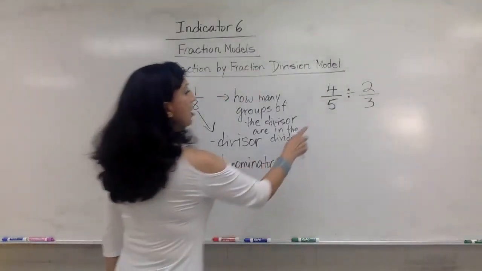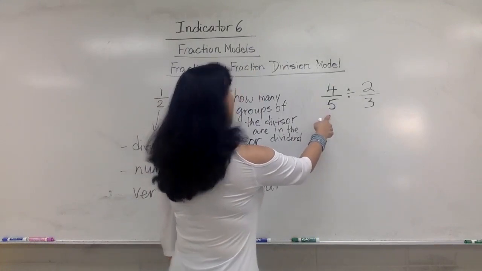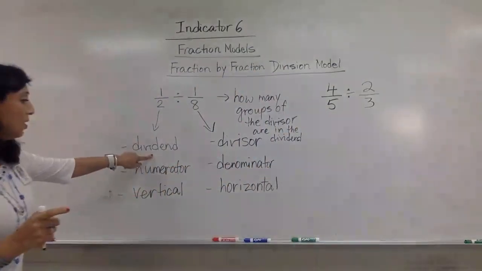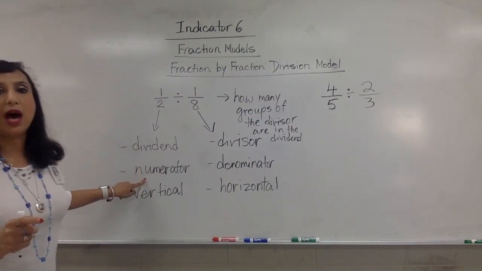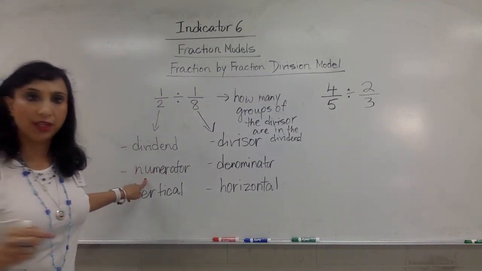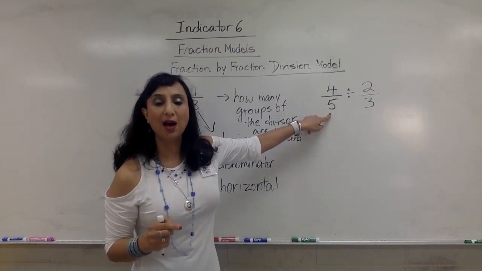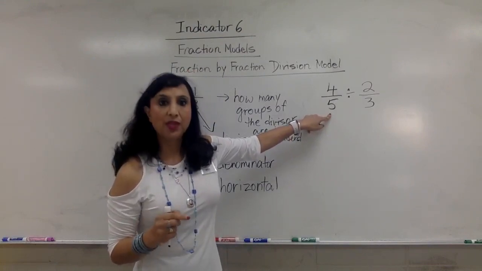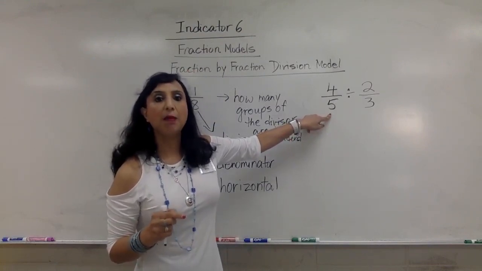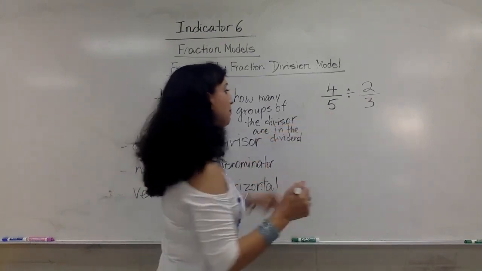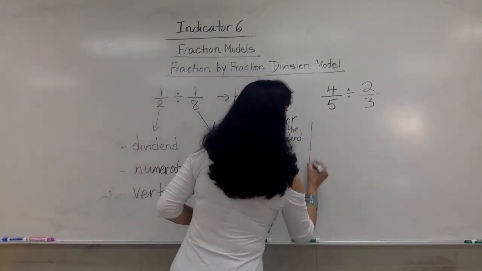Remember, the first one is my dividend or my numerator, so I'm going to make this vertical. My denominator decides how many columns to make. Because it's 5, I'm going to make 5 columns. Okay, so here we go.